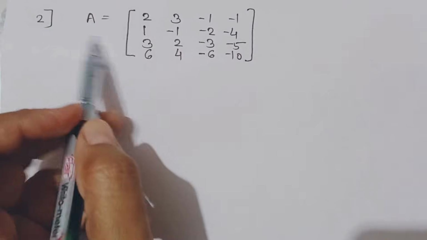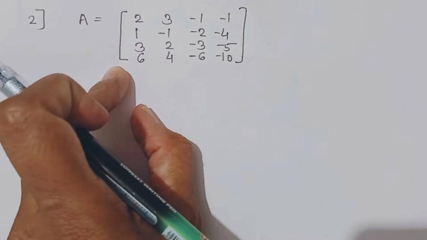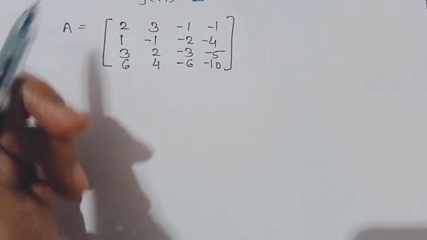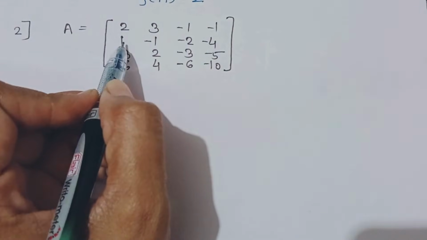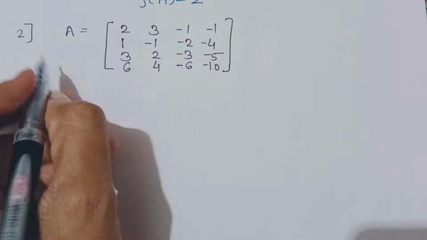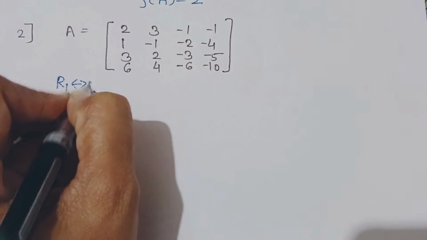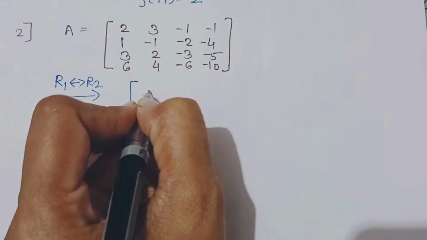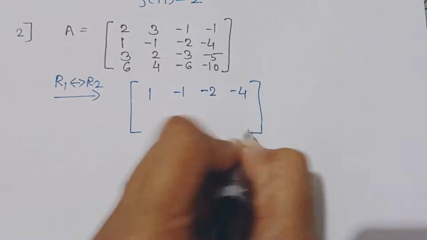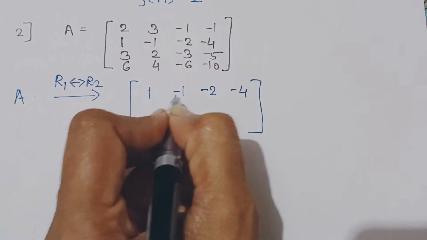Now this is the second matrix A. We have to find the rank of A. So we have to convert this into row echelon form, and the number of non-zero rows in that row echelon form is the rank. For this, we are going to make 1 here. So we can interchange the first row and second row so that we have 1 here. The first operation is R1 interchange with R2. We get this. The given matrix is A, and we interchange R1 and R2.